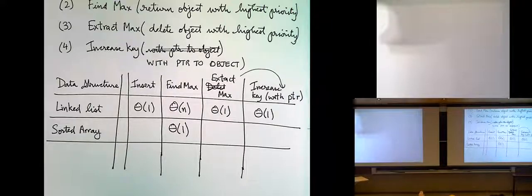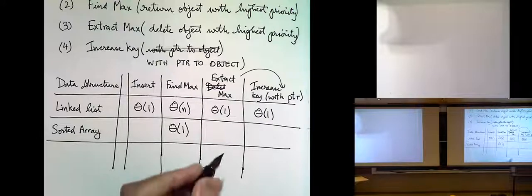Well, if it's just sorted and the maximum is at the end, you can just decrement the size of the array. You're keeping track of how many elements there are, so you just decrement it. And you could put null there or whatever. So this is also theta of 1.